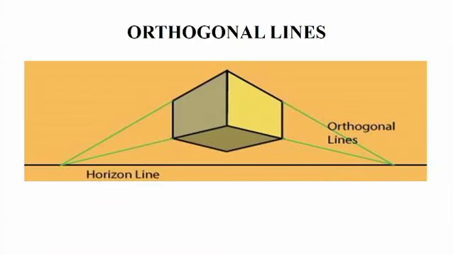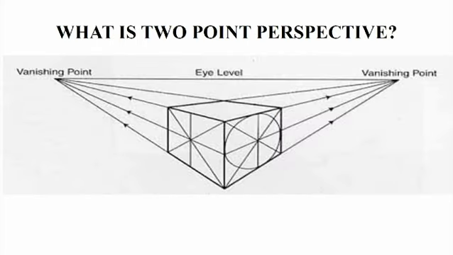Orthogonal lines are the lines that you draw from the corner of an object to the vanishing point. It establishes the illusion of a perpendicular line going into the distance. Let us now learn about two-point perspective.